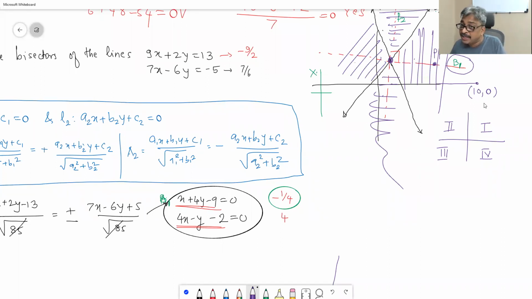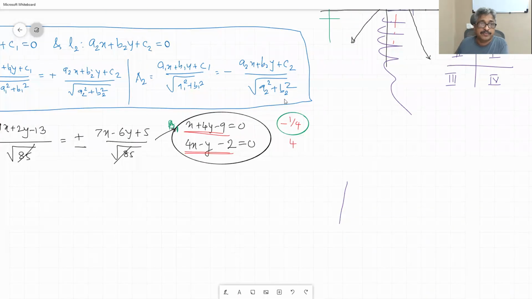The problem is not going to be that easy. The problem is going to be like this: (10, 0) does not satisfy either of these two lines, but (10, 0) is definitely in one quadrant. So we want to find the bisector passing through the quadrant containing (10, 0). That is the real challenge. Let us see if we can work it out.